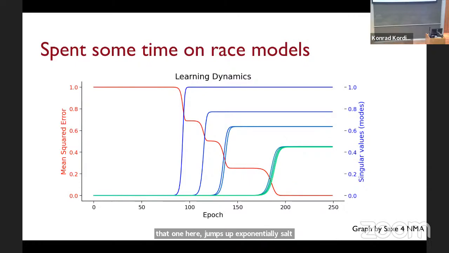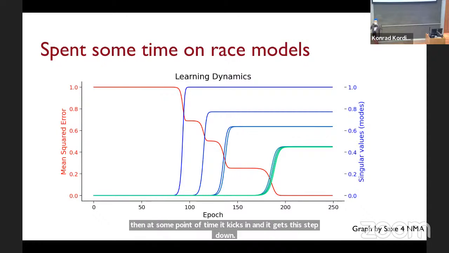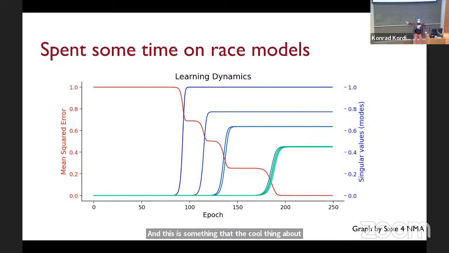But the second component is still so weak, barely visible in the weight matrix, that it doesn't make you any better at it yet. But it grows exponentially. And then at some point in time, it kicks in and you get this step down. And so on and so forth, component by component. And the cool thing about it is that this is analytically solvable. You can just solve it with math.